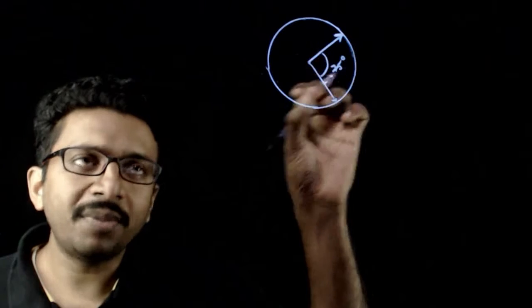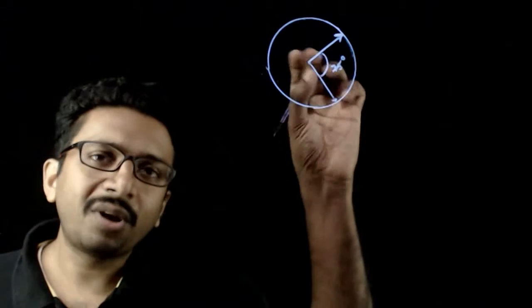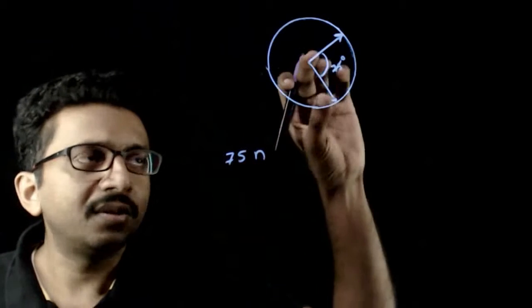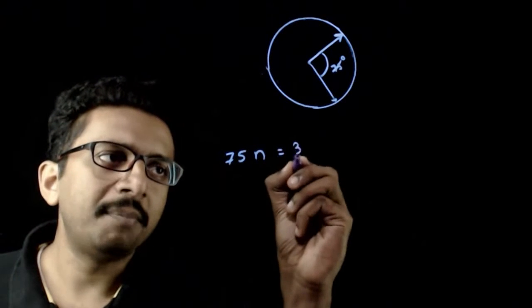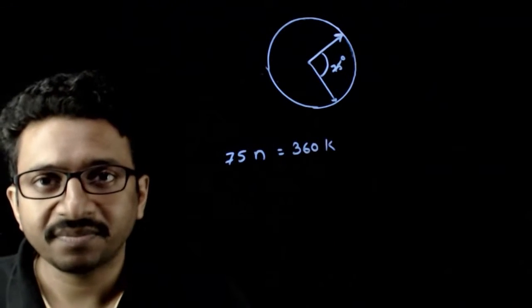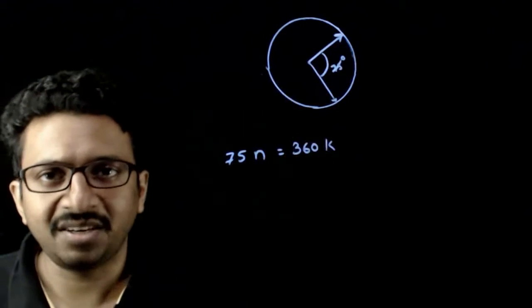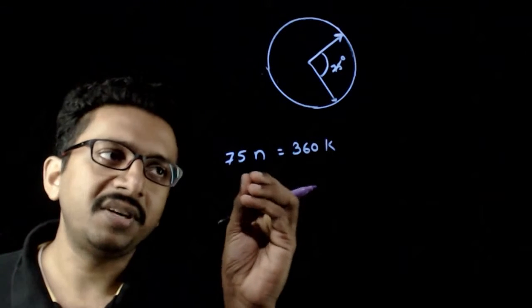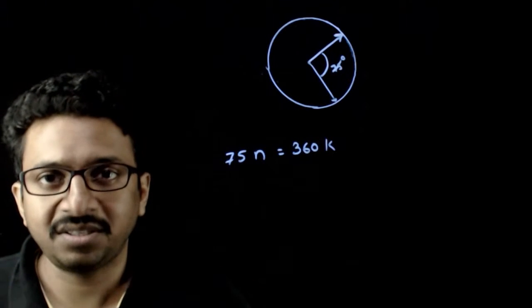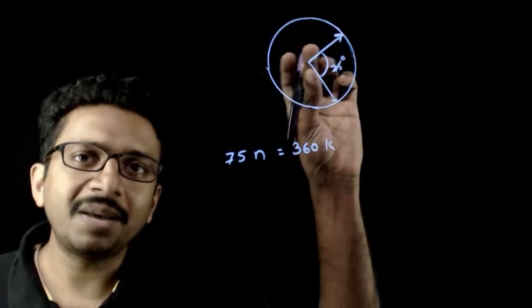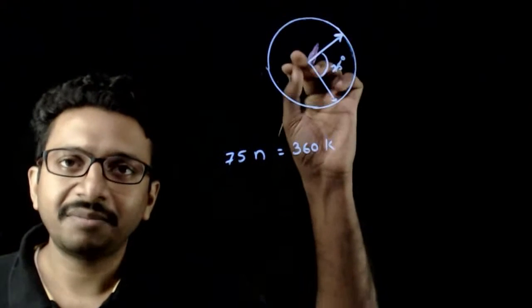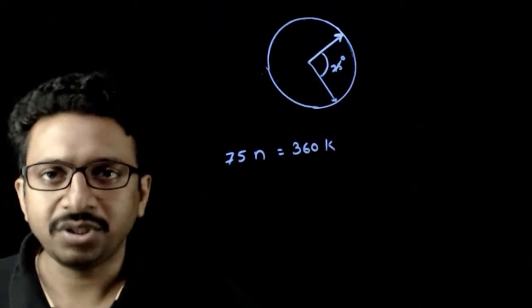If the sector has to come back to its original position, assume that it takes n steps. The total rotation should be a multiple of 360 degrees, because one complete rotation is 360 degrees. So how many times 75 will give you a multiple of 360 degrees? Because if it completes a multiple of 360 degrees, then you can get back to its original position.